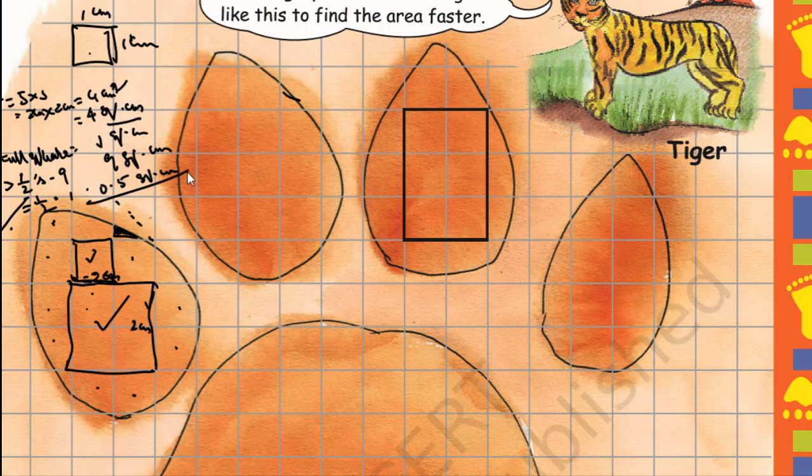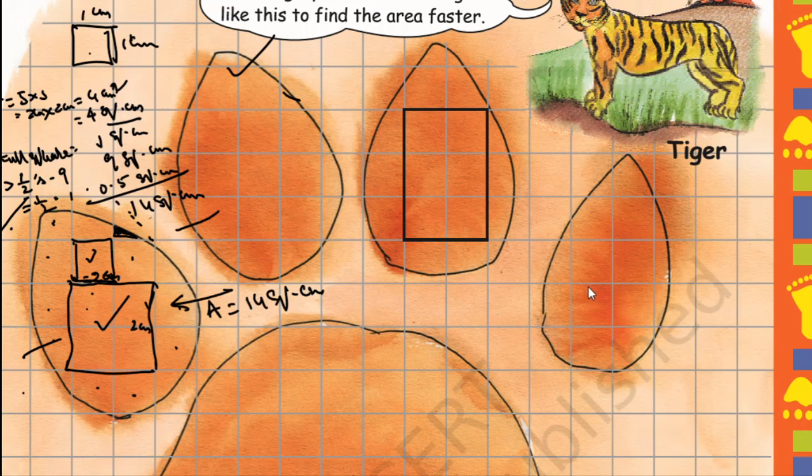Suppose you add the total area, 4 plus 1, 5 plus 9, how much? 14.5, or you can write 14 square centimeters. Therefore, what is the area of this one? Area is equal to 14 square centimeters. So the area of this one is 14 square centimeters. So like that you find the area of this one.